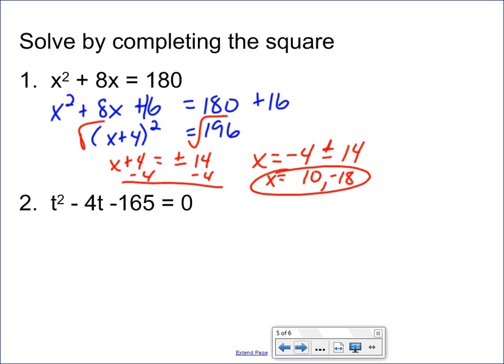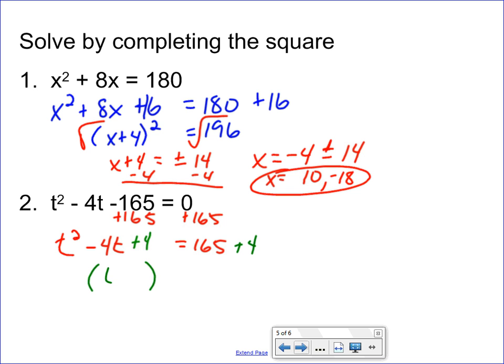For this one, my first step I'd add the 165 to both sides. So I'd have t squared minus 4t equals 165. And now what we do, we complete that square. So half of negative 4 is negative 2. Squared though is positive 4. So I'm going to add a 4 to both sides. So what am I left with now?